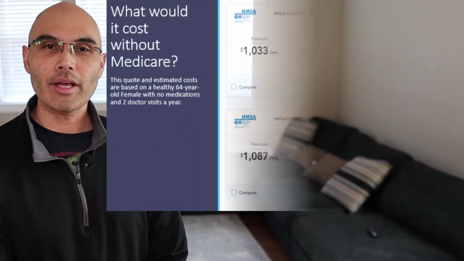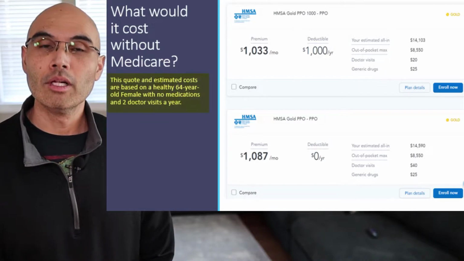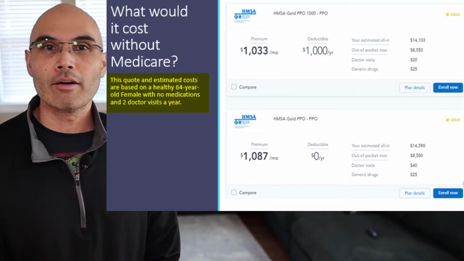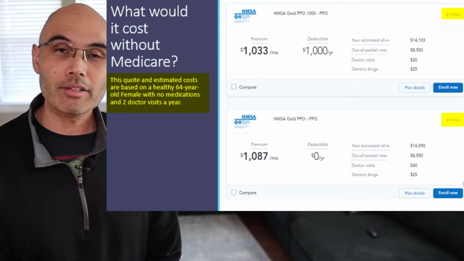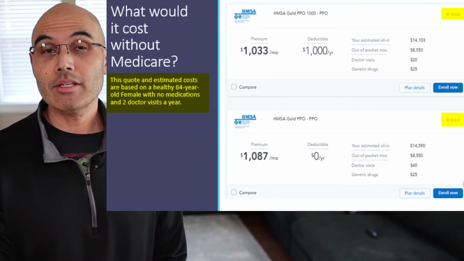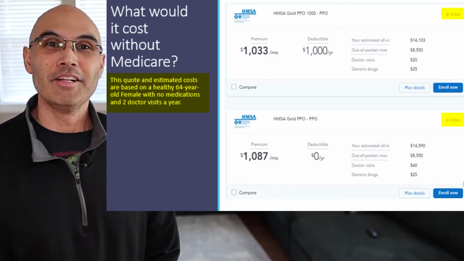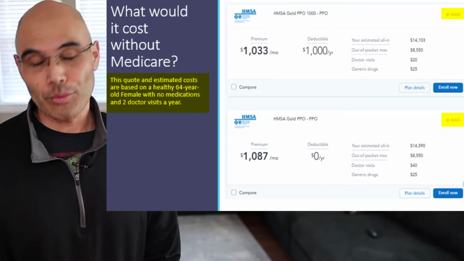Now, how is this different from my group insurance? How much does my group insurance cost? Well, I did a comparison here and I used a 64-year-old female in the state of Hawaii. Now, a gold plan is very similar to Medicare Parts A and B, as a gold plan is a plan that has 80-20 cost share.